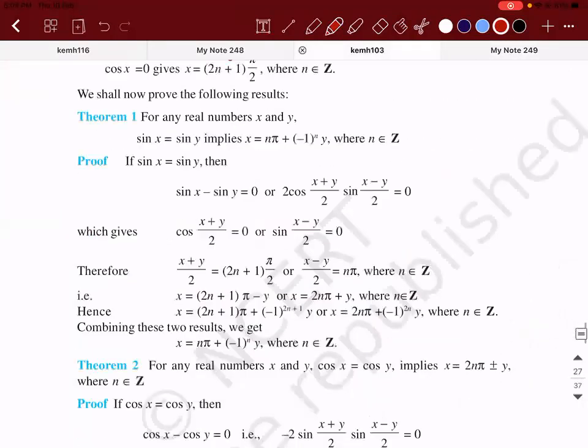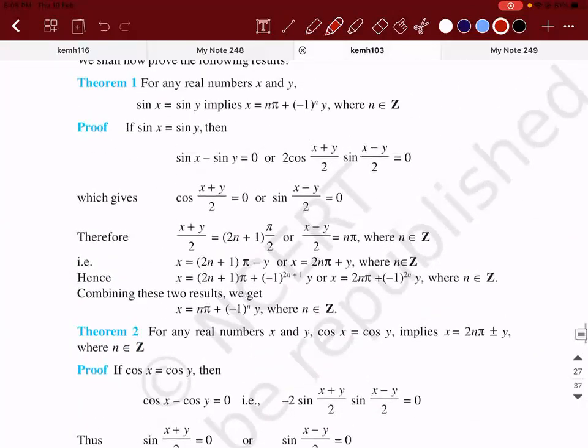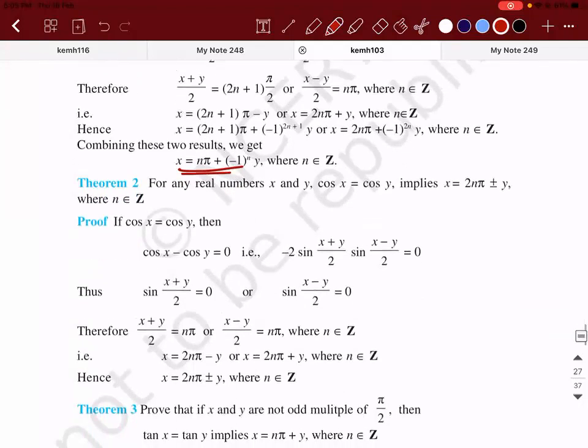So where is it? See, the only difference is, if you read the textbook, instead of y, I wrote it as alpha. That is the only difference. Except for that, the formulas and all are the same. N pi plus or minus 1 power n into alpha and all those things. Okay.